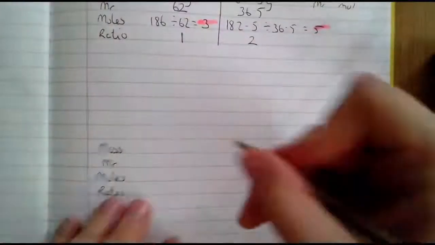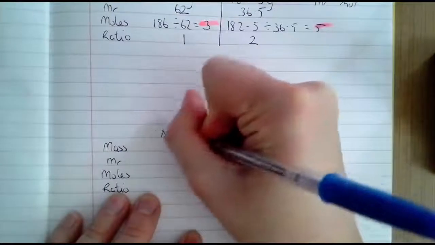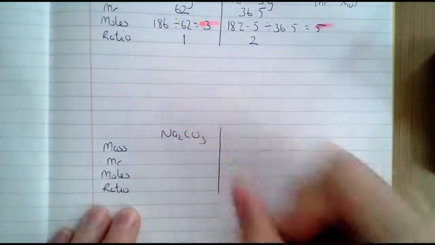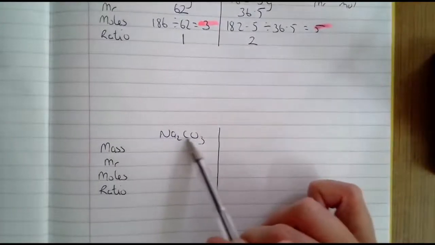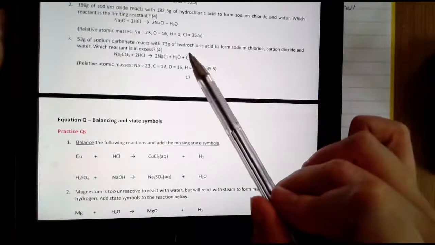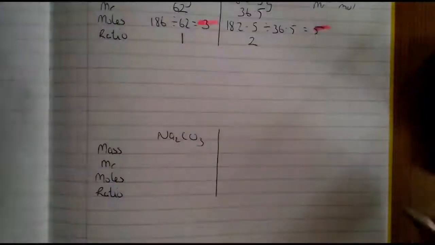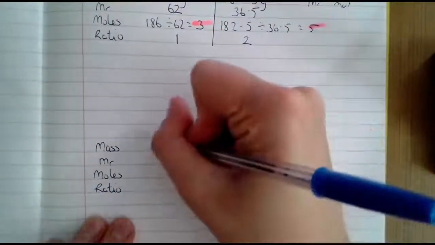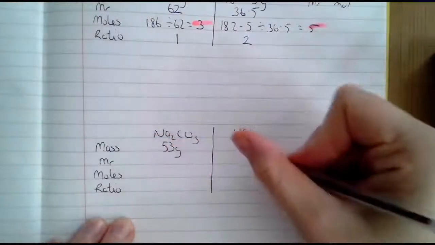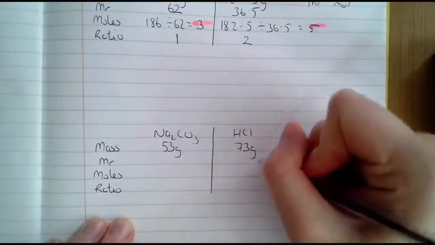And again, I write that into my table exactly the same way as it is in my equation because I need to find the formula mass. So my formula needs to be accurate. And I'm reacting that with HCl, which is again just HCl. The mass of sodium carbonate, I'm told, is 53 grams. The mass of hydrochloric acid, I'm told, is 73 grams.